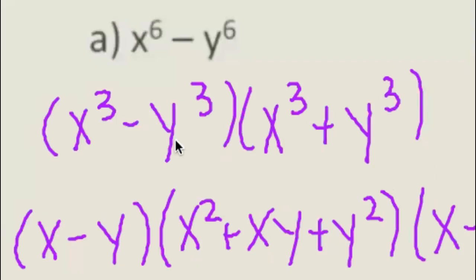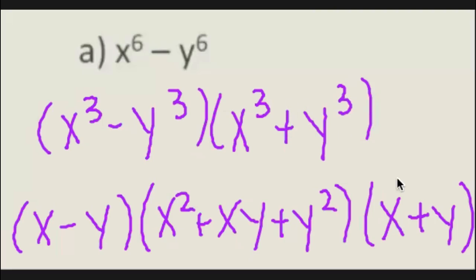So my formula for a difference of cubes says it's the cube root of the first minus the cube root of the second times the first term squared plus the two middle terms multiplied plus the last term squared. So that gets me my difference of cubes. My sum of cubes is the cube root of x cubed, which is x, y cubed, which is y.